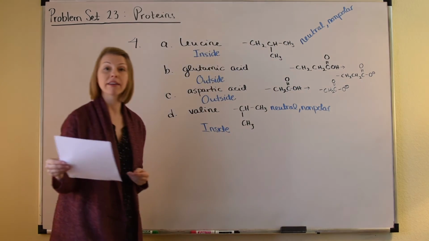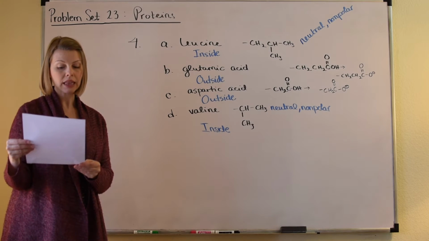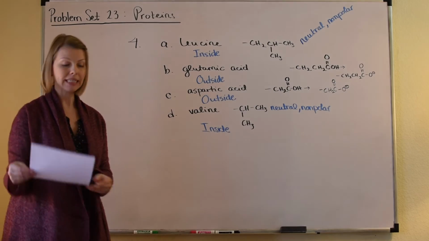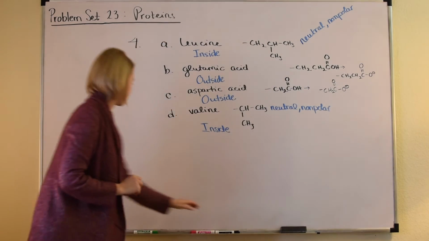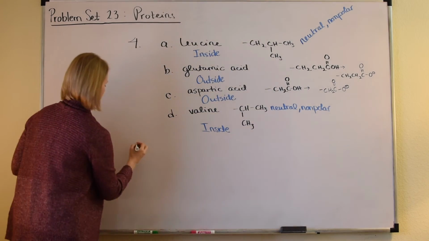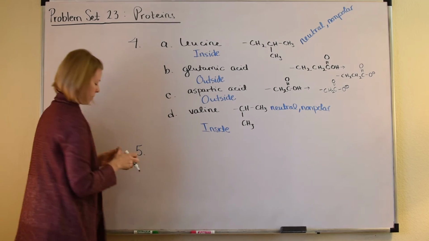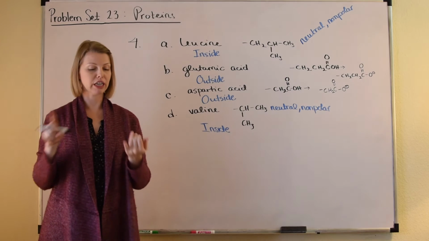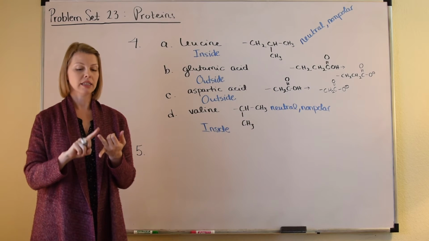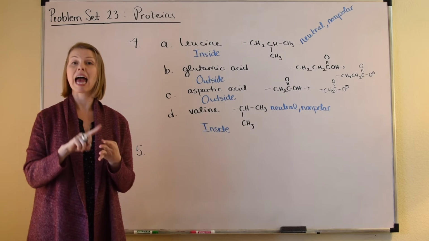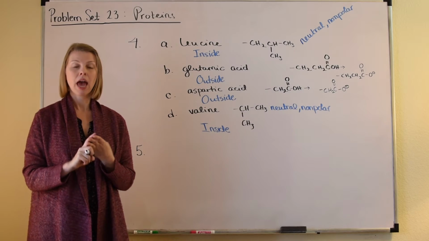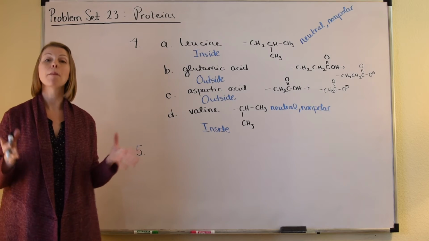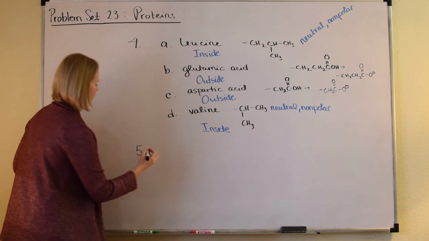Number 5. What levels of protein structure can be affected by denaturation? Okay, so remember that the levels of protein structure include the primary, the secondary, tertiary, and quaternary structure. And it's the secondary, tertiary, and quaternary structure that can be affected by denaturation. So let's write that here.